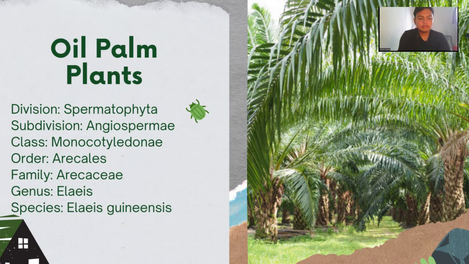And then I want to tell about the morphology of oil palm plants. The division is Spermatophyta, the subdivision is Angiospermae, the class is Monocotyledon, the order is Arecales, the family is Araceae, the genus is Elaeis, the species is Elaeis guineensis.